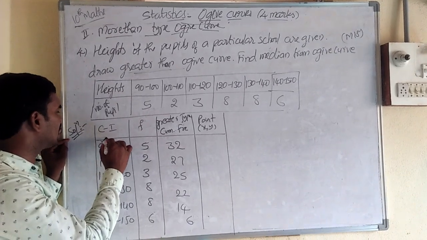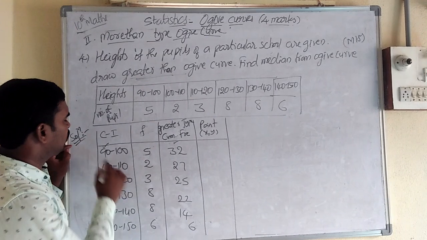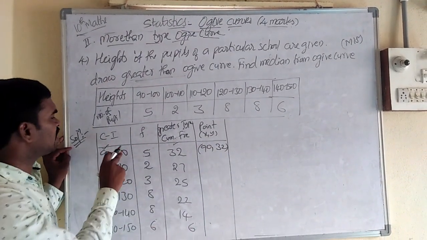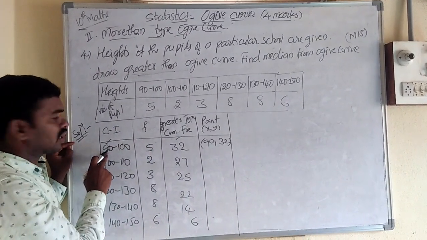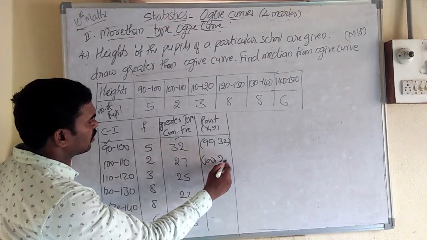Now the point is here: lower limit and greater than type. What is lower limit? 90 comma 32. Okay, for less than we have to take upper limit and number. For more than type curve, lower limit and number. Here lower limit 100 comma 27.